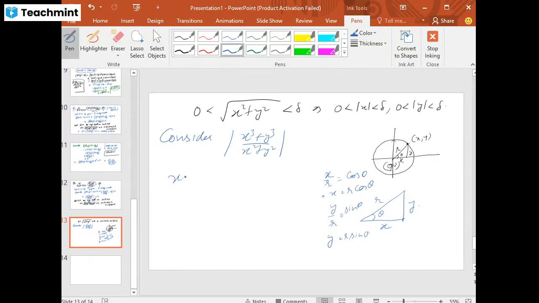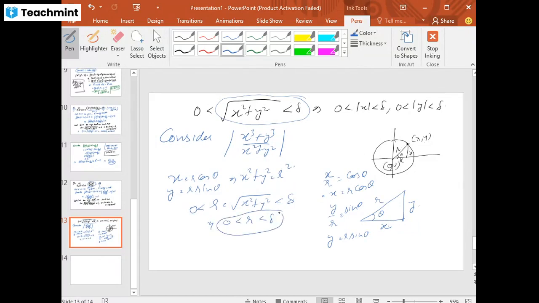So if x equals r cos theta and y equals r sine theta, then x square plus y square is equal to r square. So this condition is now converted into r equal to square root of x square plus y square. It should be greater than 0 because the radius of a circle is always positive. So the condition now reduces to r varies from 0 to delta. Okay. So what I'm going to do is convert this Cartesian coordinate system into polar coordinate system.